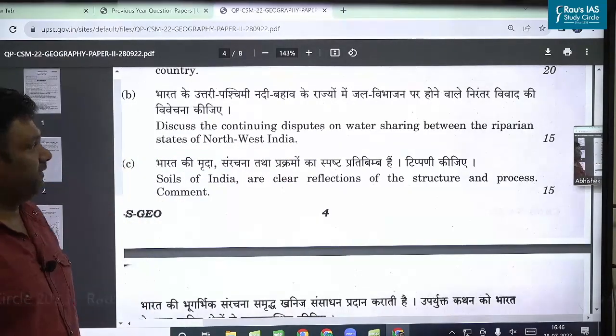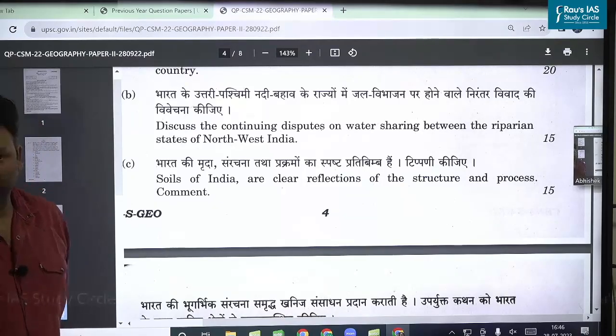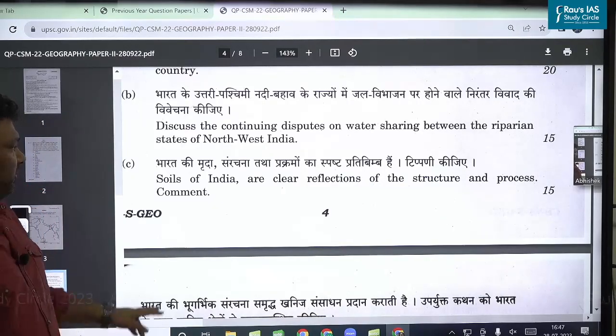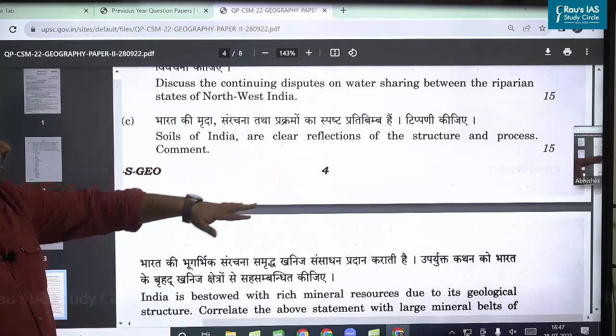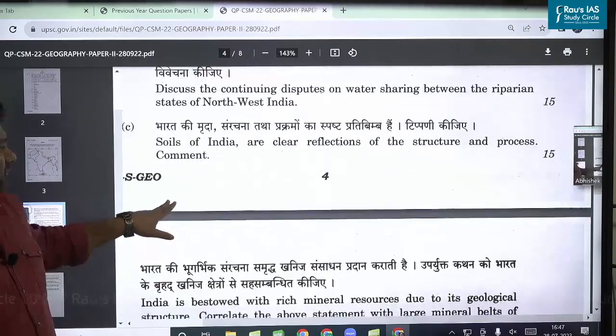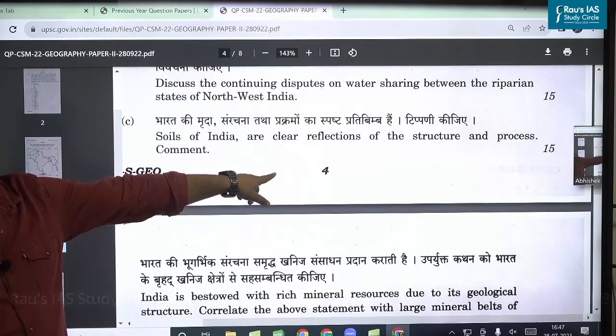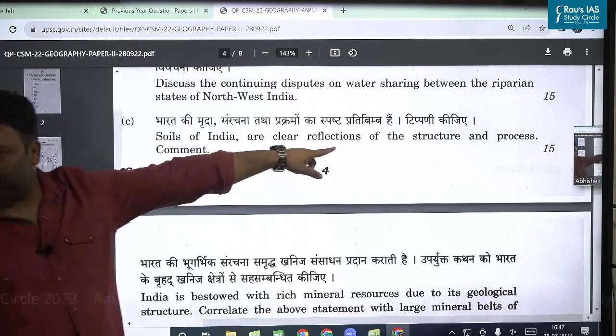Disputes of water sharing between riparian states of Northwest India. Talking about disputes. Soils in India, clear reflection of stage process. Okay, this is different. I guess, few days ago we have discussed this, right? Who? You. Structure and process.